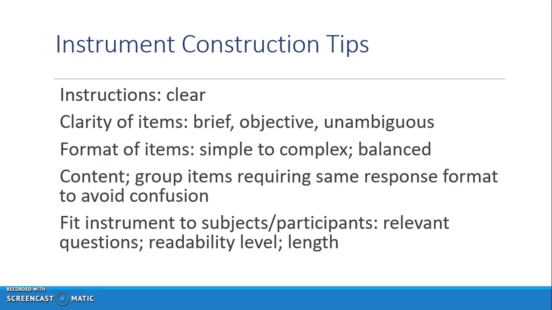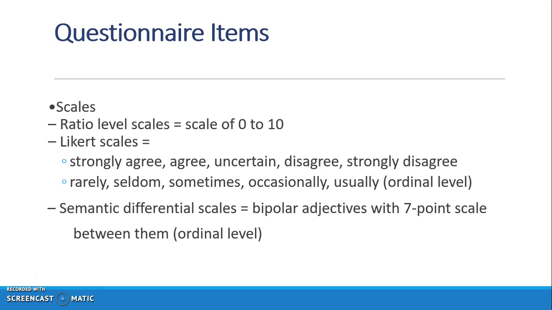Making sure always that you're fitting the instruments to the participants, paying attention to readability or grade level and length and so forth. Scales that are important are nominal, ordinal, interval, ratio scales. Ratio scales go from 0 to 10, and you can do some testing on that in terms of magnitude. Likert scales are ordinal scales. There are a bunch of them to look at. Semantic differential scales, bipolar adjectives, are 7-point scales.